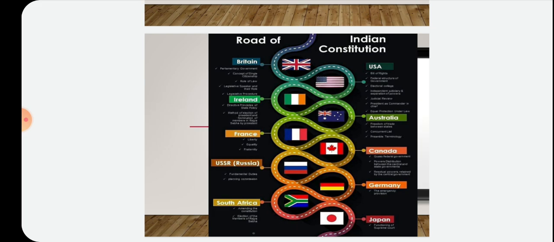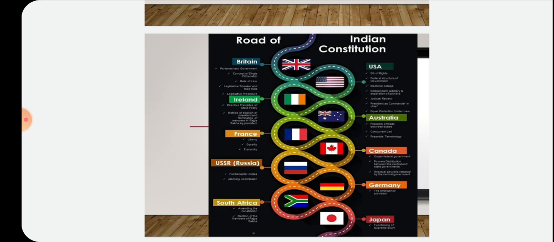This thing also we have borrowed from the British constitution. Then the next country is USA. The idea of fundamental rights, which fall under Part 3 of our Indian Constitution, from Article 12 to Article 35, which are granted to each and every citizen of India, we have borrowed from USA.